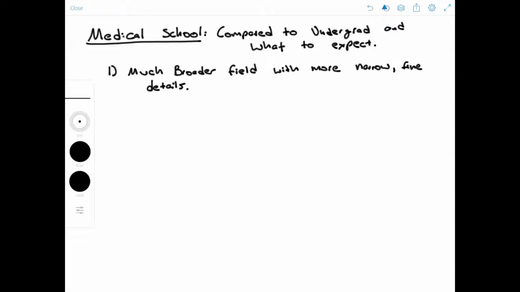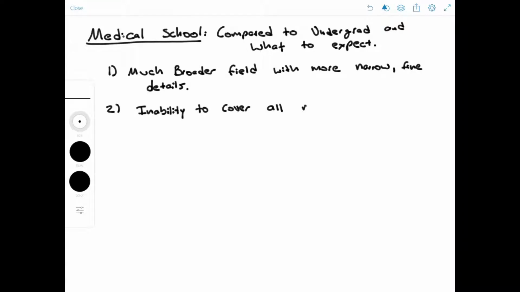All right, so for the first one, just remember that when you go to medical school, it's a much broader field and it has a lot of fine details in it. And this is comparing it to an individual course in undergrad. So you have to be realizing that this is going to be an extremely large amount of material. There's going to be both fine detail and large perspectives.